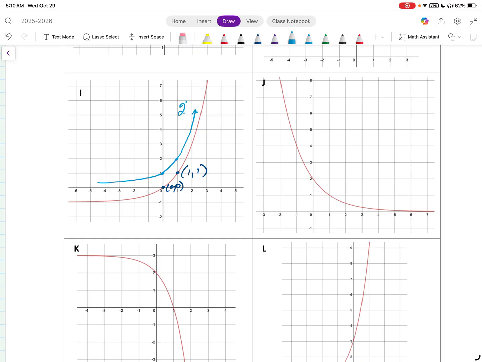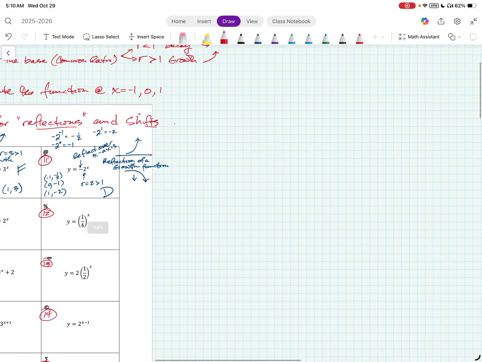So there's 2 to the x power, but it's been translated down, or shifted down, see? The one in red here, y equals 2 to the x power minus 1, is growth. They're both growth, but it's been shifted down 1. All right, there we go. And so that's I. 2 to the x minus 1 is I, so let's record that.